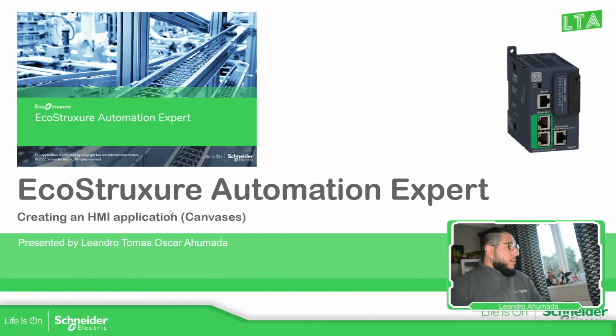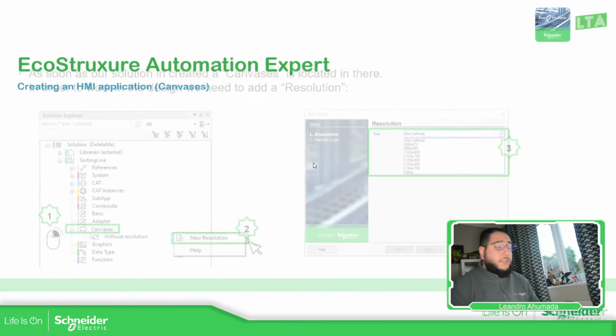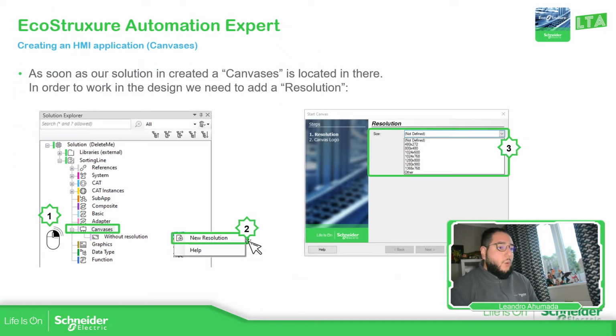So here we have different names for the HMI's pages. For example, in Visual Designer, I believe we have a screen or page. And for the Terminal Expert, we have a screen and content. Here, what we call is the canvas. So what we can design are the canvases inside the application. As soon as we create the solution, we have the possibility to create one canvas. But if you haven't selected the option, what we need to do is to add a new resolution.